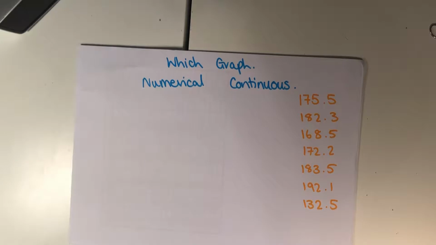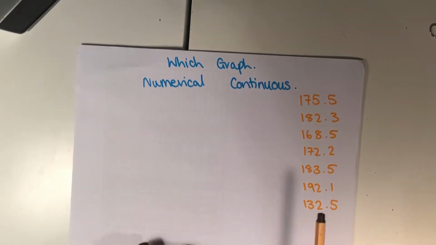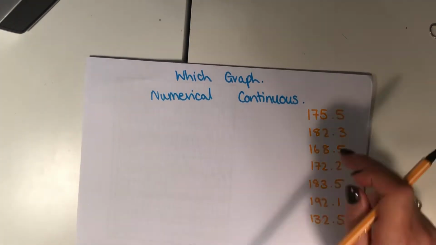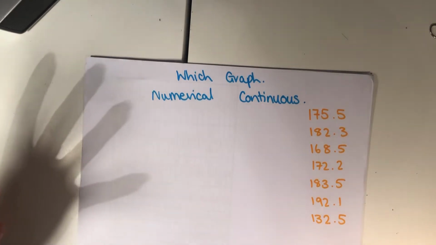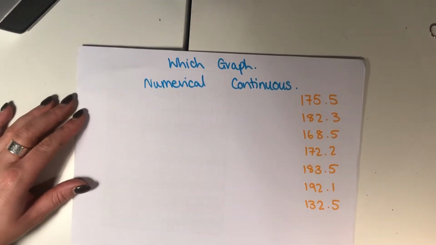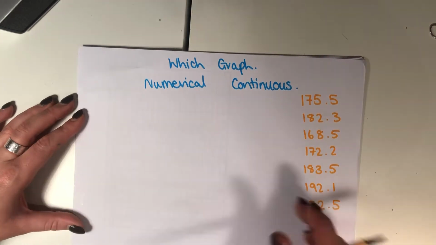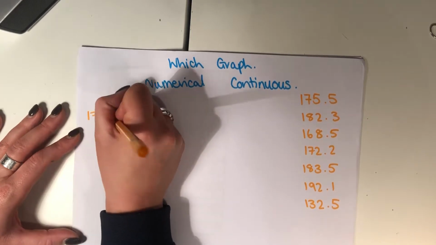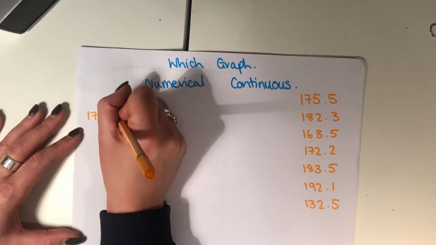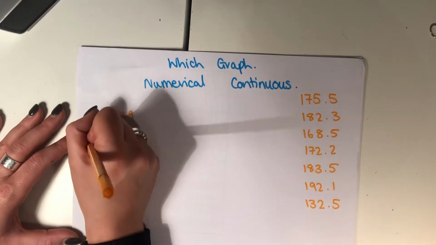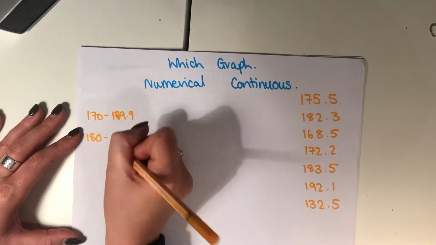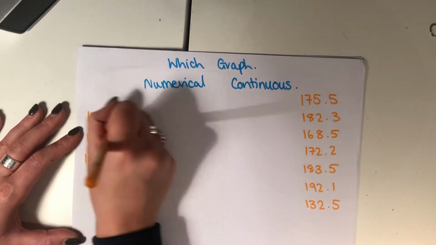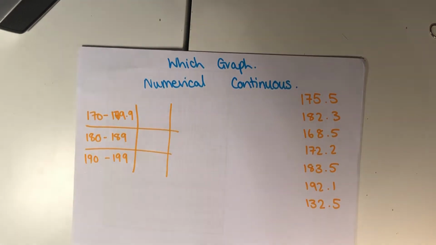So what I'm going to do is set up my bins first, and my bins are what my columns are going to represent. There's no point me doing a column for every single value here because it will take forever. So I'm going to set up a range. It will be 170 to 179.9, 180 to 189, 190 to 199, and that should get all my data values in here.